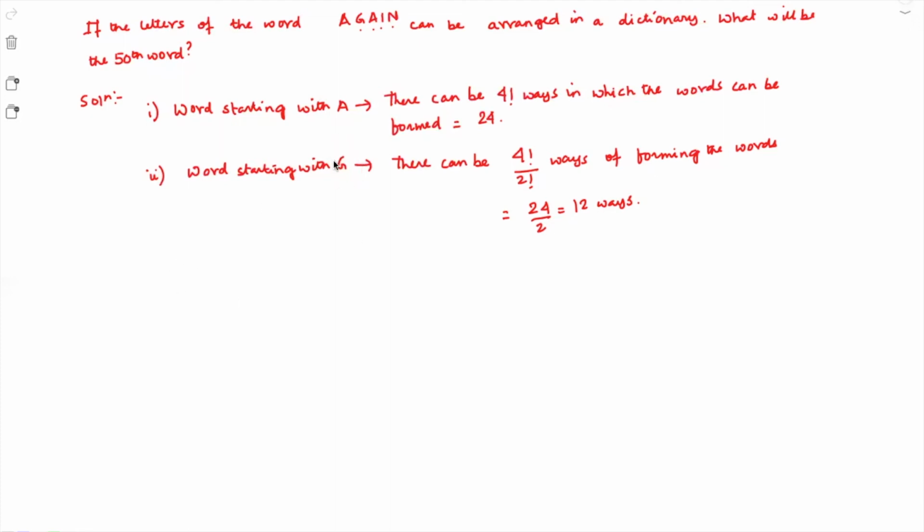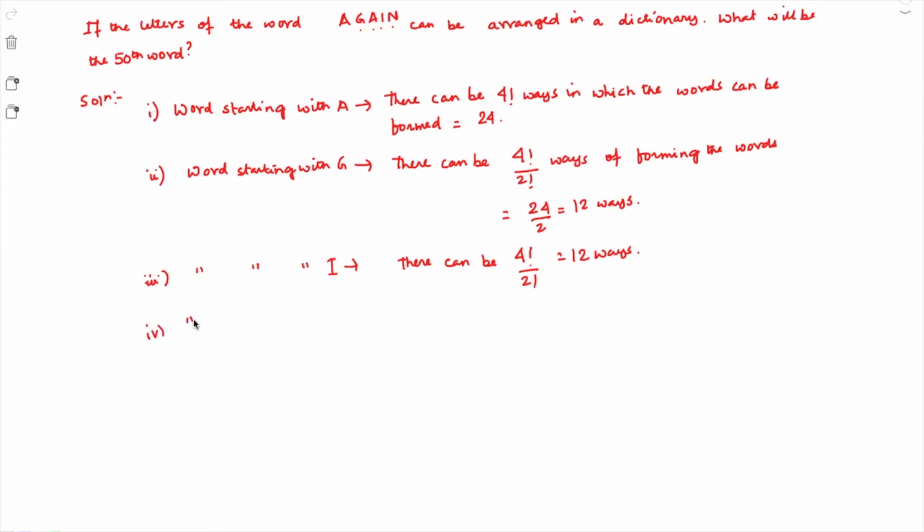So when we start off with G, there are 12 ways. Then we come to I, word starting with I. Similarly, I being in the first position, the other 4 letters can rearrange in 4 factorial. Again, there is a repetition of 2 ways. So there can be 4 factorial by 2 factorial, that is 12 ways. So if we add, we will have 24 plus 12 plus 12, that is 48 ways already gone. And we have had words starting with A, G, and I.